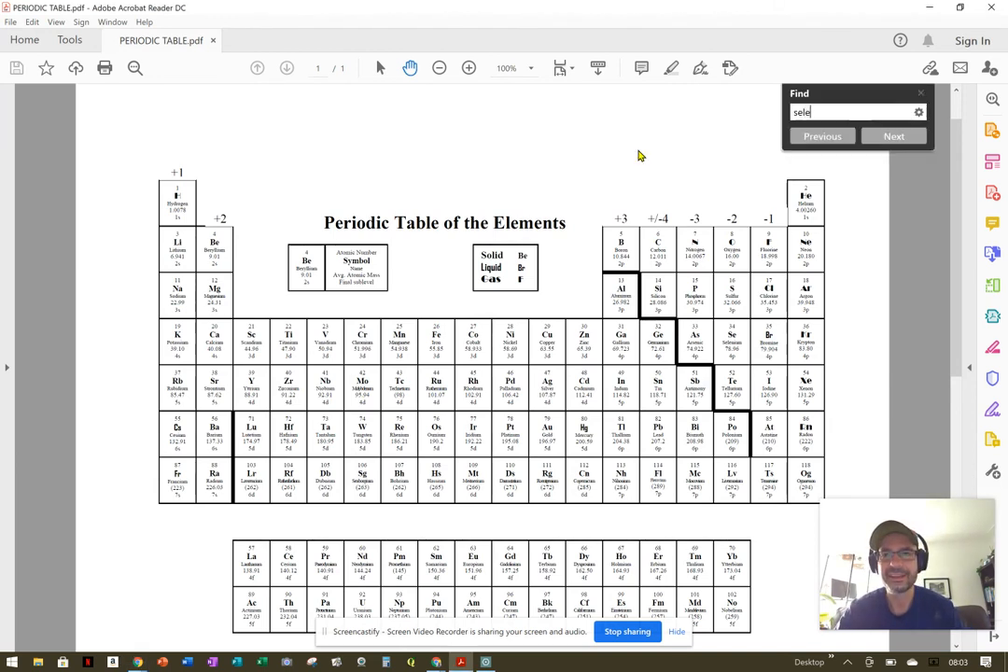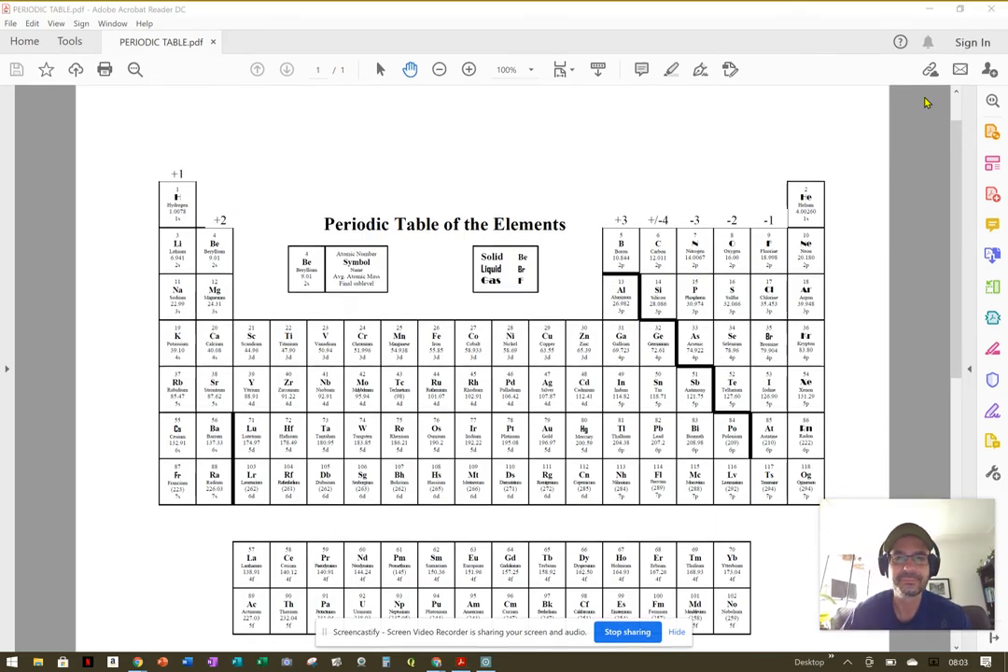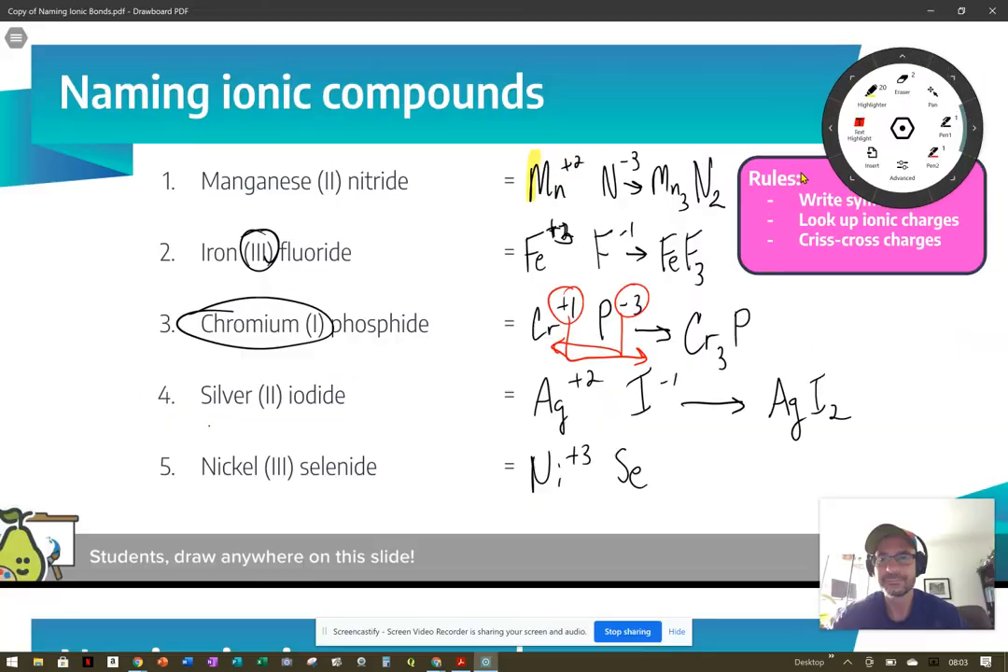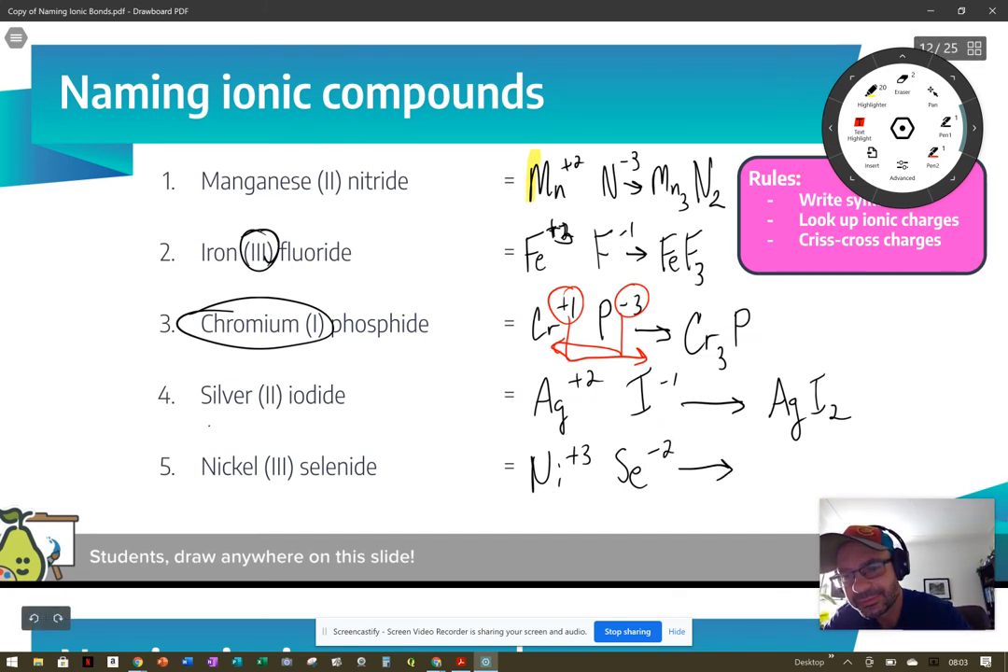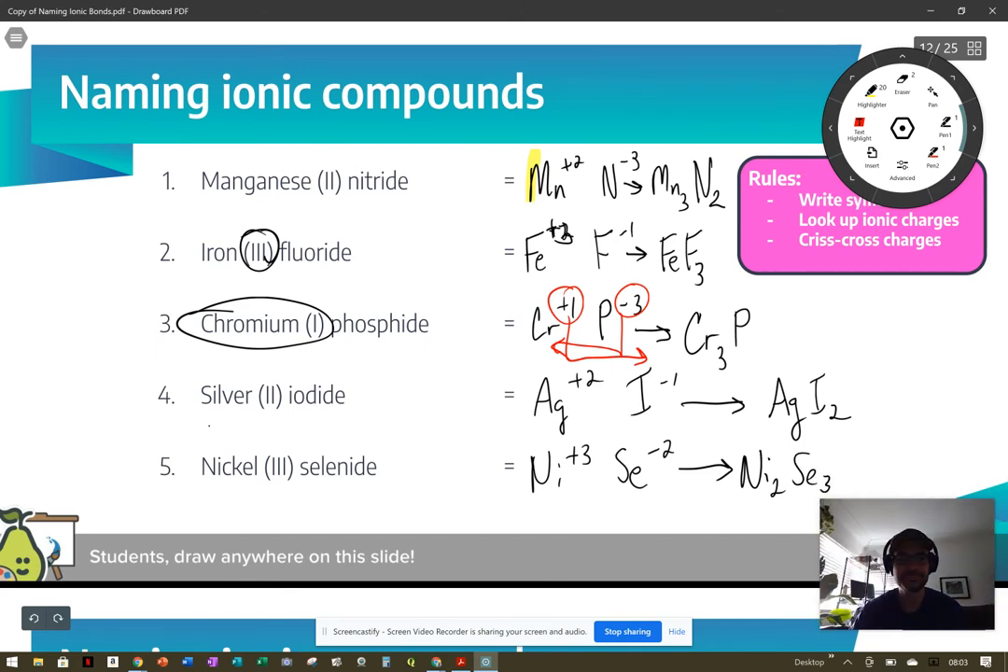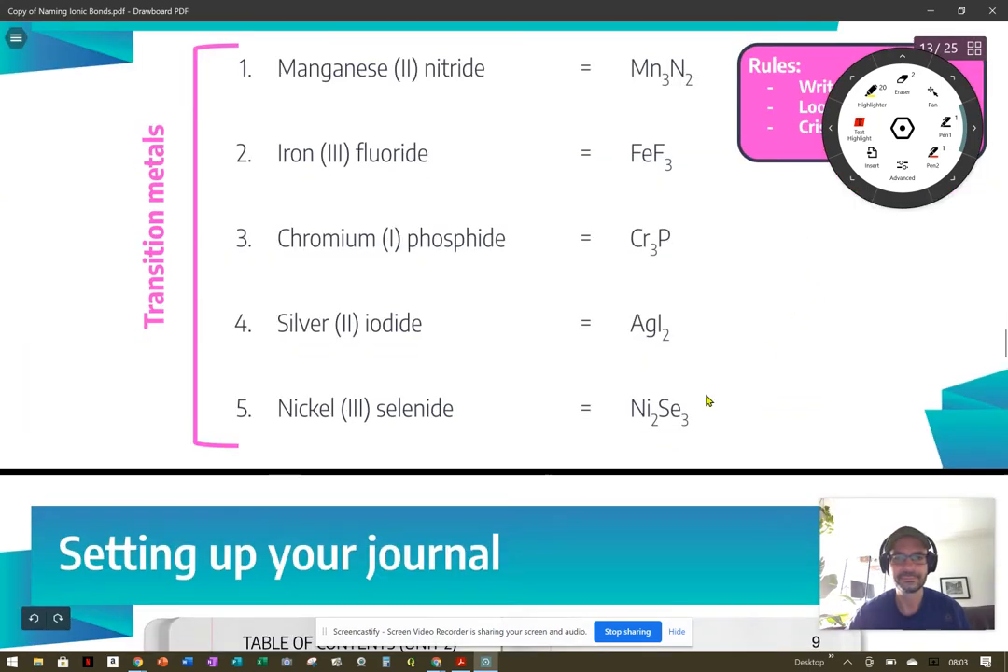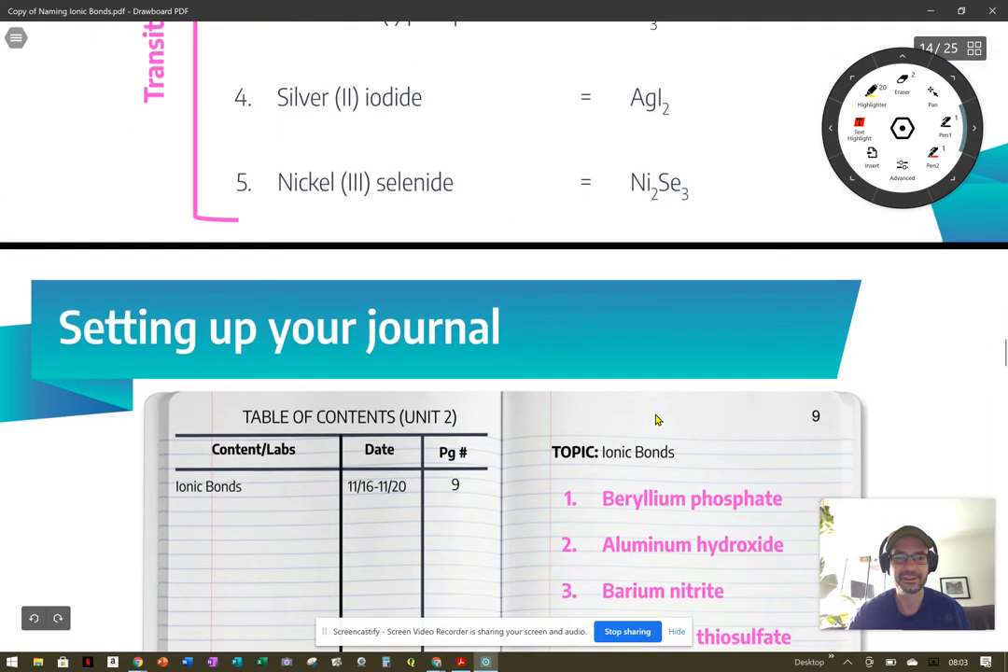And if you can't find it and you have this open up as a PDF, you can type in the name and it should highlight it. And I think we determined this was a -2. So we'll have Ni2Se3. And all the answers are on that next slide for you.